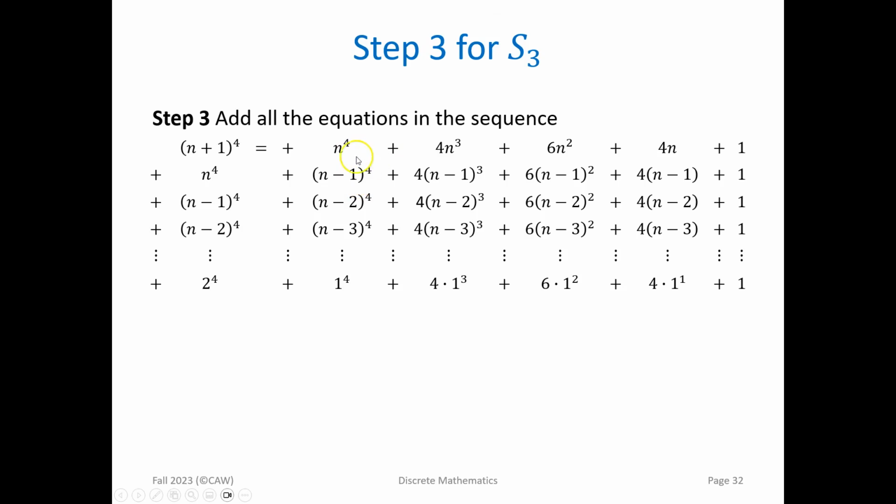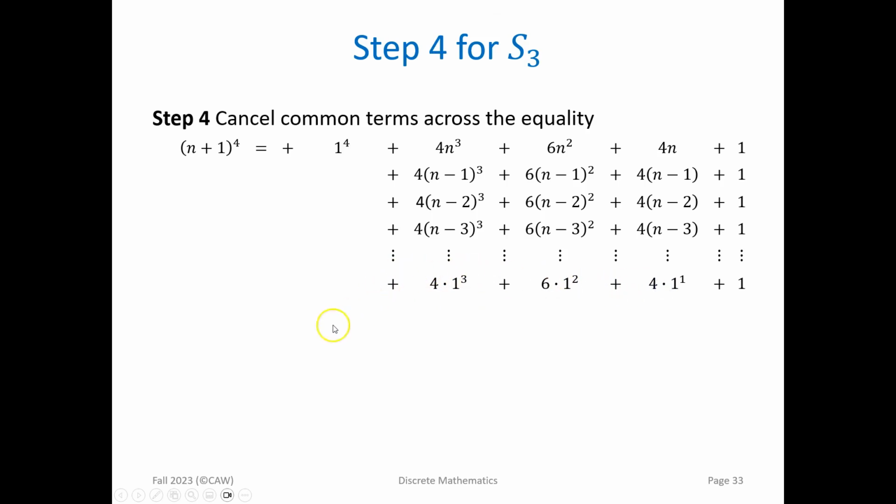And on the right side, I'm not going to read all these. We have the original equation plus the original equation with n substituted as n minus 1, then another set of terms for n minus 2, for n minus 3, all the way down till we're at 1 to the 4th, plus 4 times 1 cubed, plus 6 times 1 squared, plus 4 times 1 to the 1st, plus 1.